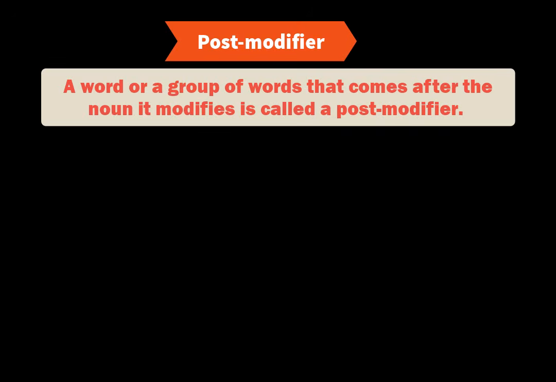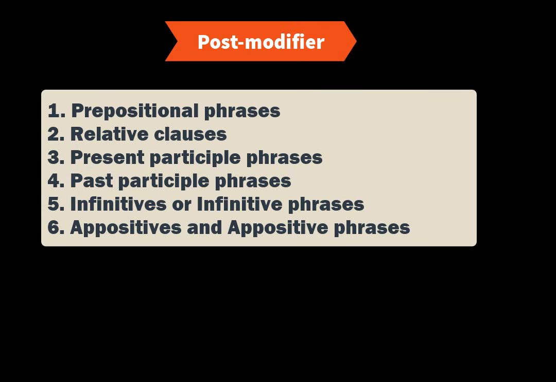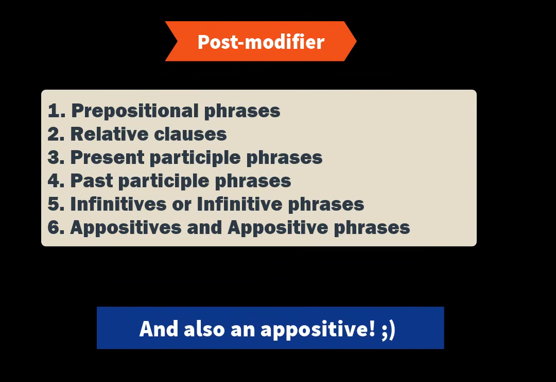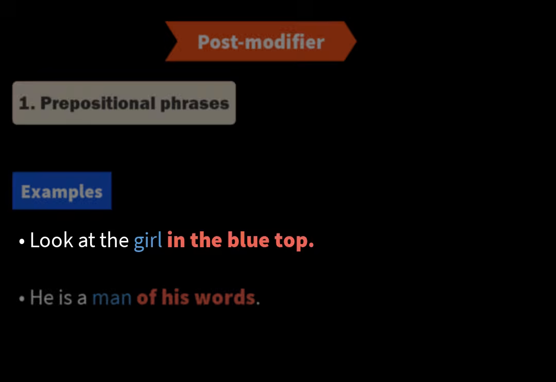Now, guys, let's talk about a post modifier. We already know a post modifier is a modifier that comes after the noun it modifies, post the noun. That is why we're calling it a post modifier. In a post modifier, we have five things: a prepositional phrase, a relative clause, a present participle phrase, a past participle phrase, and an infinitive. So we'll start with the first post modifier, a prepositional phrase.